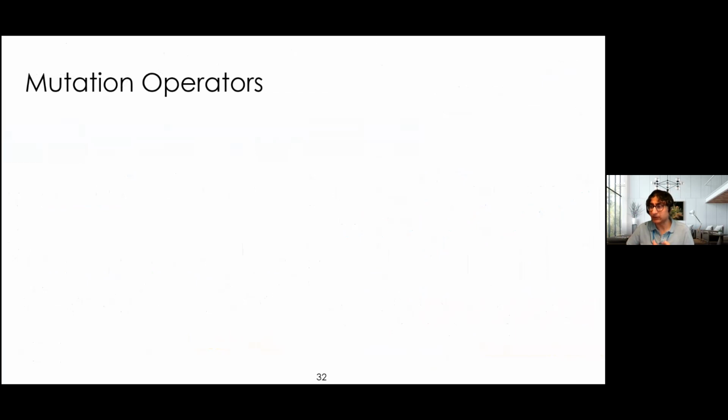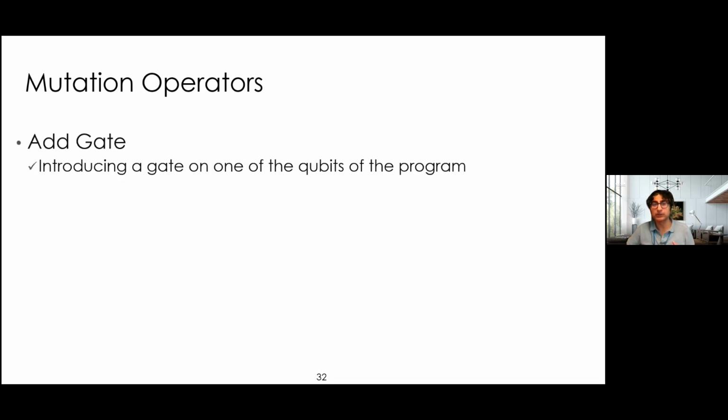Now the mutation operator, what do I mean? When I'm writing some program, I can make some mistakes. At this moment, we don't have any repository that tells what kind of problems programmers actually make when they write quantum programs. So we took a very simple approach, which is called mutation operators.